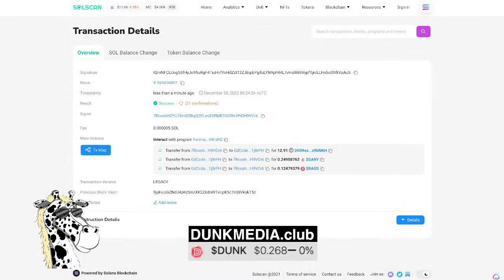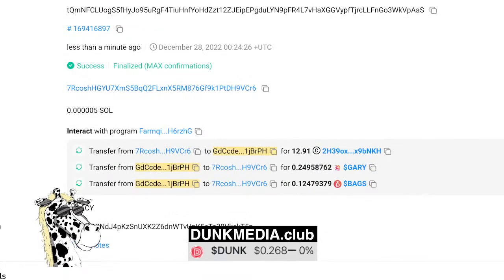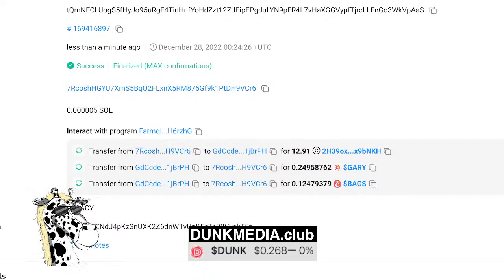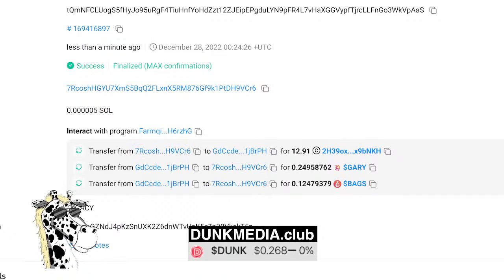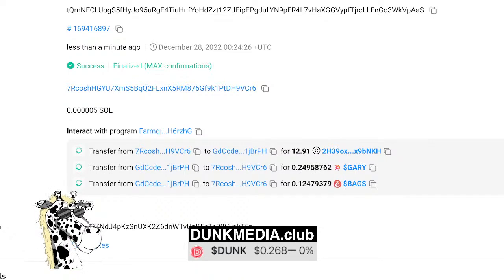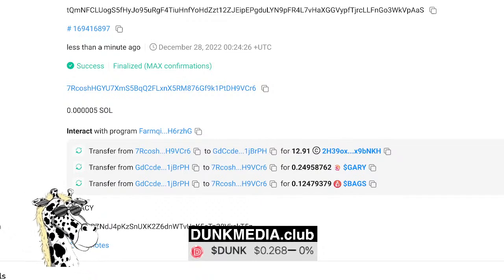All right, you should be able to see it now. Let me zoom in. So we've sent the LP token, and we have received a certain amount of Gary, and then we have received a certain amount of bags. And remember, these are just the extra rewards. So you're going to get trading fees, and then because you staked your LP, now you're going to get an additional amount of rewards that are based off of the provider, in this case, Gary and bags.